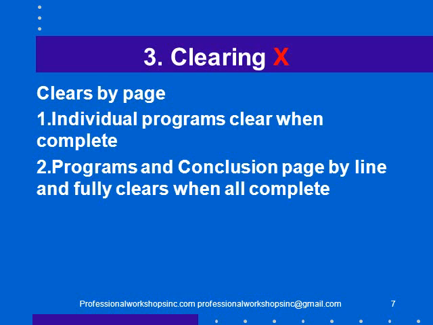Clearing the big red X, as I said, it clears individually page by page. And then the programs and conclusion page, the main page, clears line by line. And once all the lines on the programs and conclusion page are cleared, then you get a full clearing of the whole program generator set of working papers.